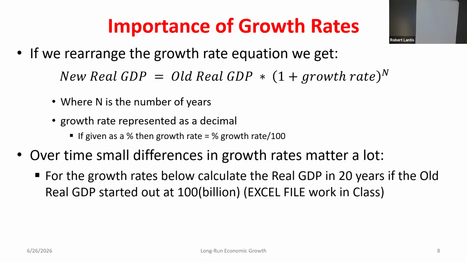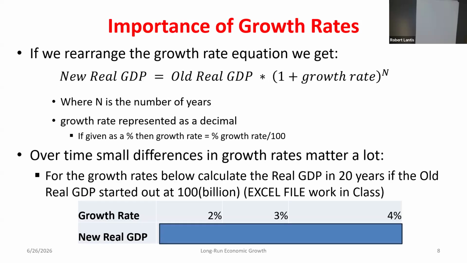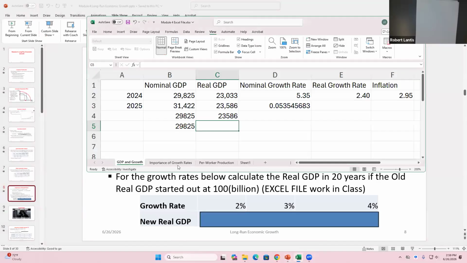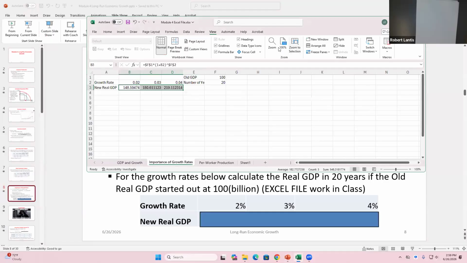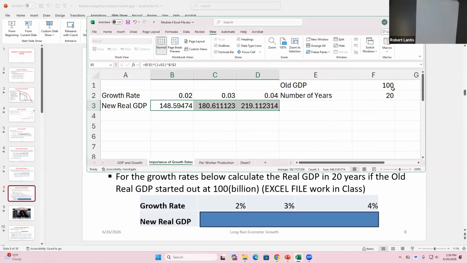So here I wanted to go through an example where we've got relatively low growth rates. We want to calculate what the new real GDP will be in 20 years. The starting GDP is 100, or 100 billion, to line up with numbers we'd be more likely to see in the real world. I've got this in the Excel file as well, but now I'm going to add something that the Excel file doesn't have. So I'm going to blow this up. I've got my old GDP, I've got the number of years, and I had this already entered in here, but I'm going to change this a little bit. So I'm going to get rid of this for a second.